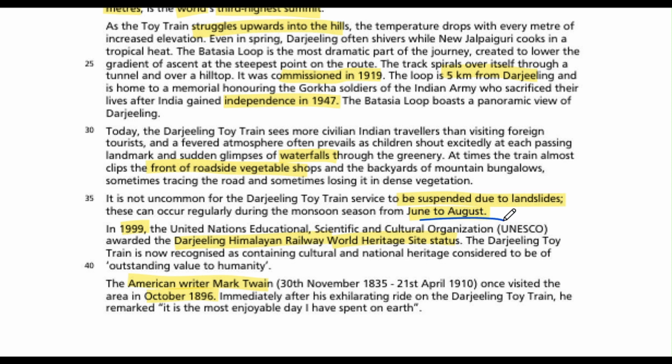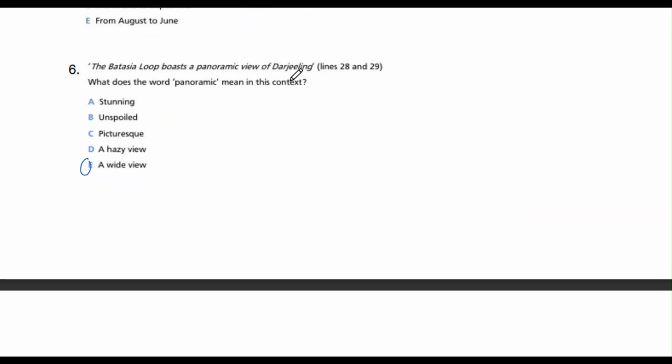Question 6. The Batasia Loop boasts a panoramic view of Darjeeling. What does the word panoramic mean here? The choices are A, stunning, B, unspoiled, C, picturesque, D, a hazy view, E, a wide view. The correct answer is E, a wide view. While the view might be stunning or picturesque, panoramic specifically means a wide, unbroken view of the area.